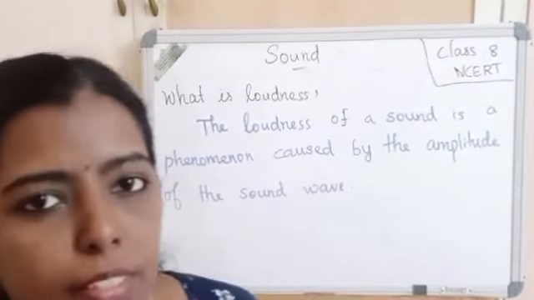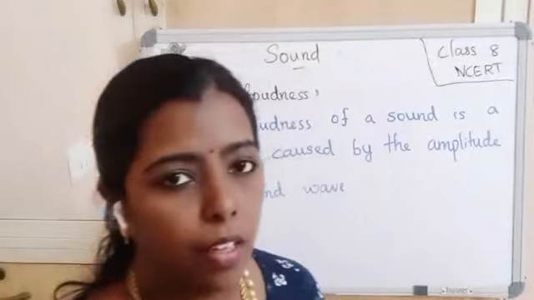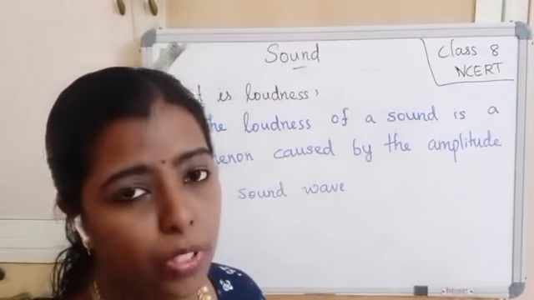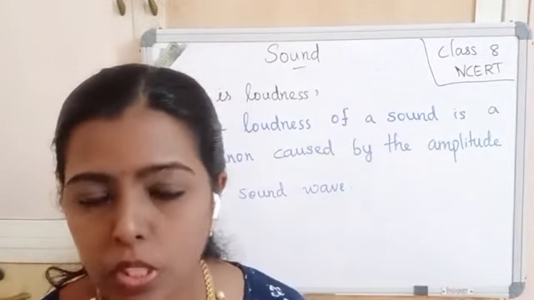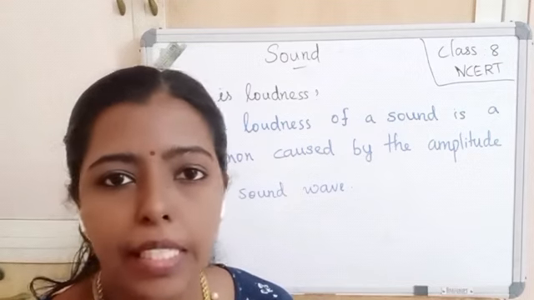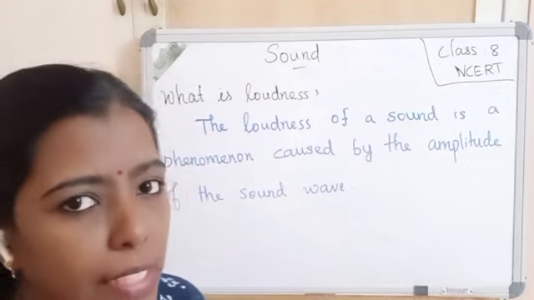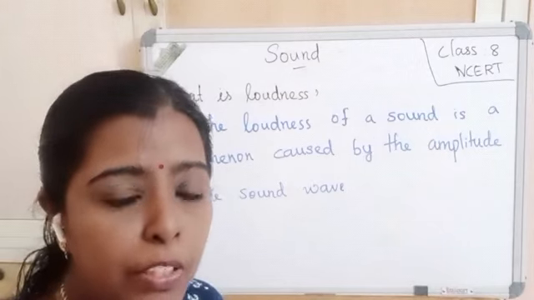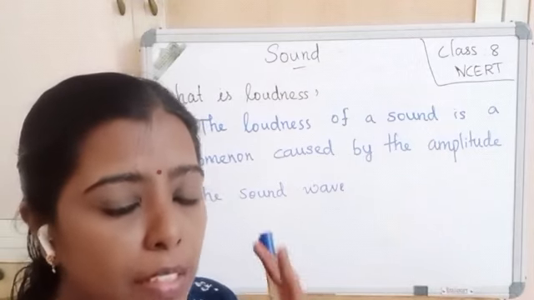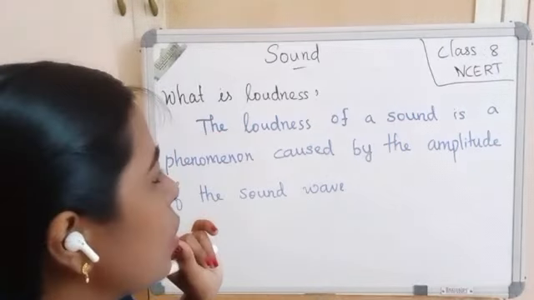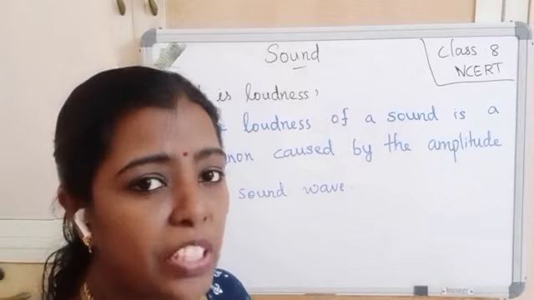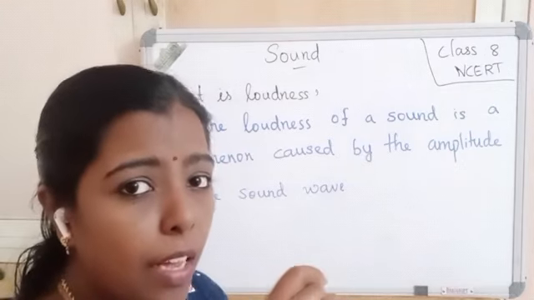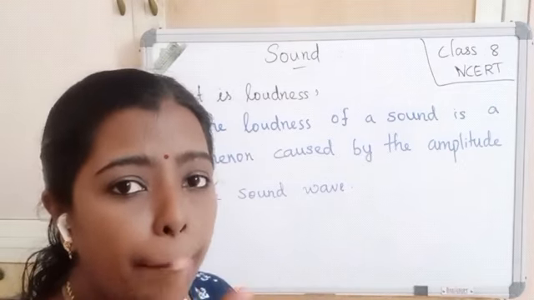So what is loudness? Loudness is defined as the phenomenon caused by the amplitude of the sound wave. What is amplitude? The maximum extent or maximum amount of energy transferred by a sound wave. That is called amplitude. Loudness means if the amplitude is large, it makes loudness. So the loudness of a sound is a phenomenon which is caused by the amplitude of the sound wave.